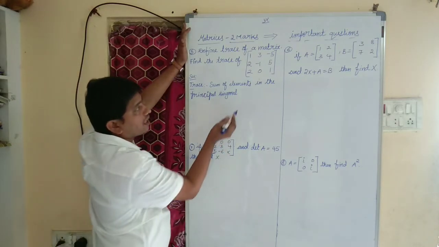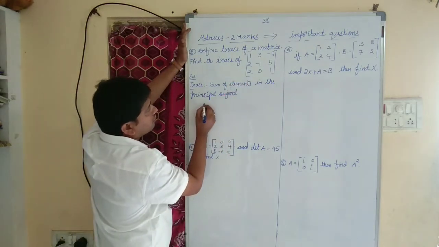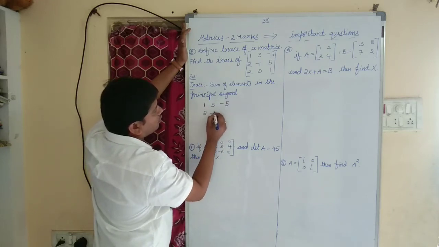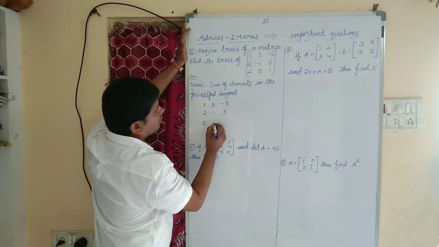What do you mean by principal diagonal? See, if you consider the given matrix 1, 3, minus 5, 2, minus 1, 5, 2, 0, 1.